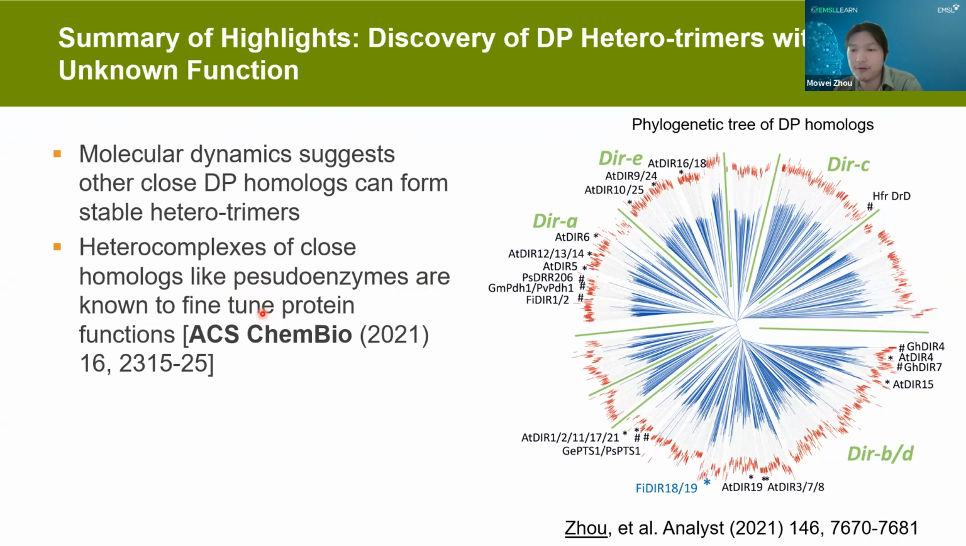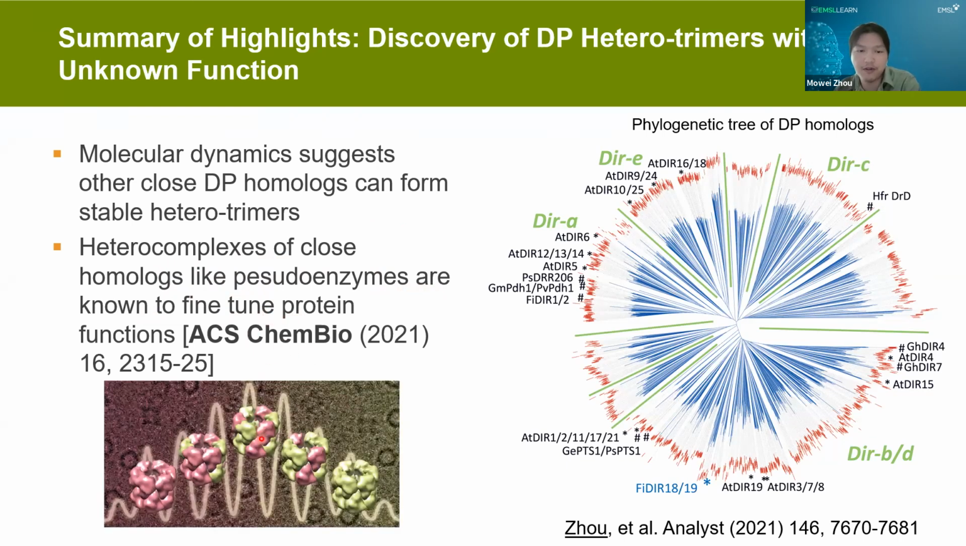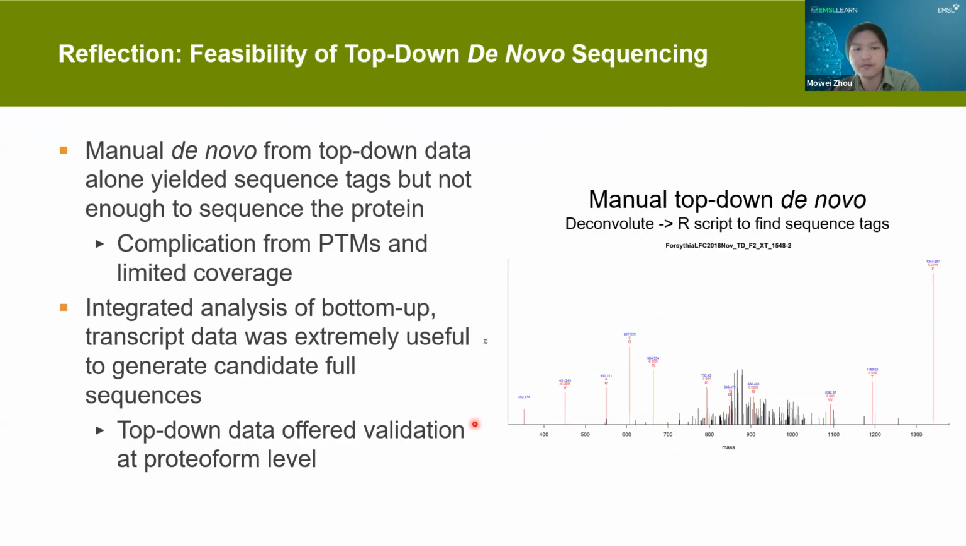So I won't have time to discuss more details here, but you're welcome to look at this paper, which I mentioned at the beginning. This is a better characterized system where we have those heterocomplex formations to tune the activity of this enzyme. So there may be something interesting behind this heterocomplex formation we still don't fully understand. And the mass spectrometry methods really help us discover those.